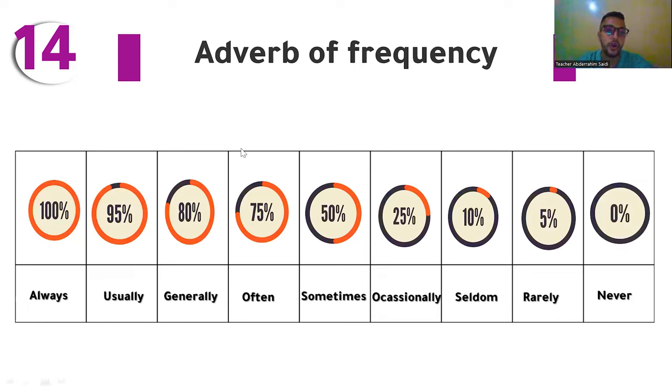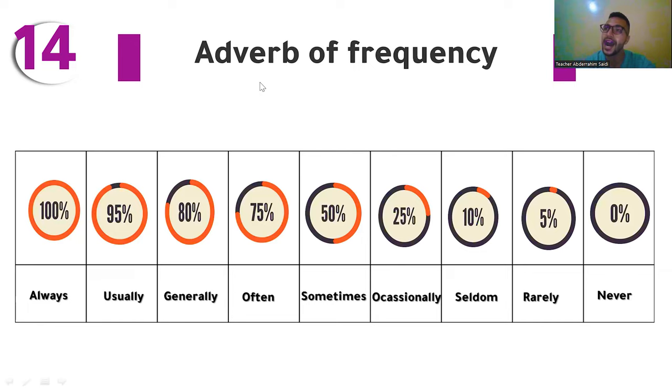Okay, so all these are adverbs of frequency. It's about frequency. The frequencies are 100%, 95%, 80%, 75%, 50%, 25%, 10%, 5%, and 0%. It's about the frequency of the adverb. And we said that an adverb modifies a verb, an adjective, or another adverb as well. So it's the frequency of the verb.